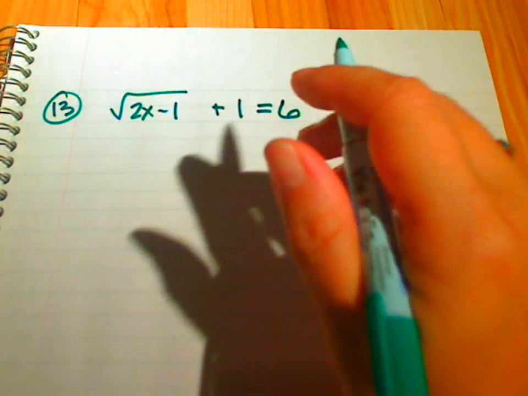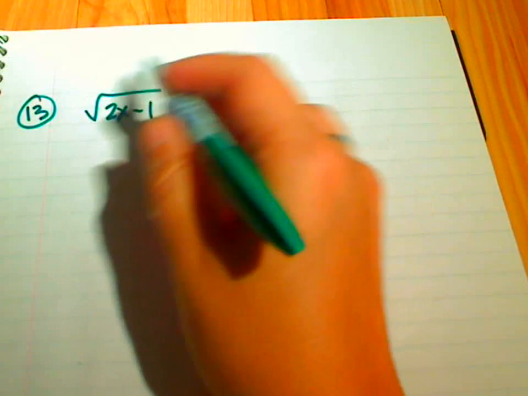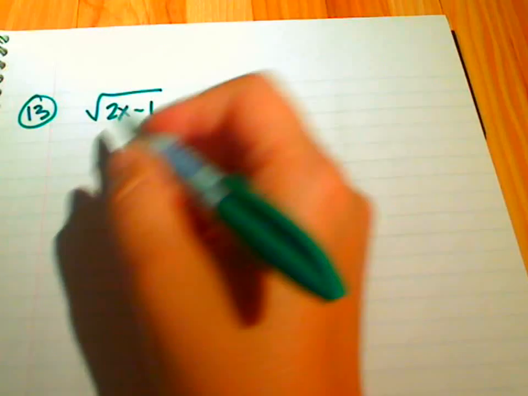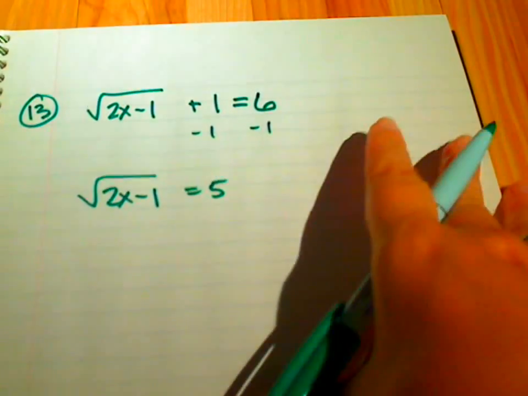Okay, starting to solve equations with square roots. So for a problem like number 13, I always want to get the square root alone first. I'm going to subtract 1 from both sides. I get the square root of 2x minus 1 equals 5.